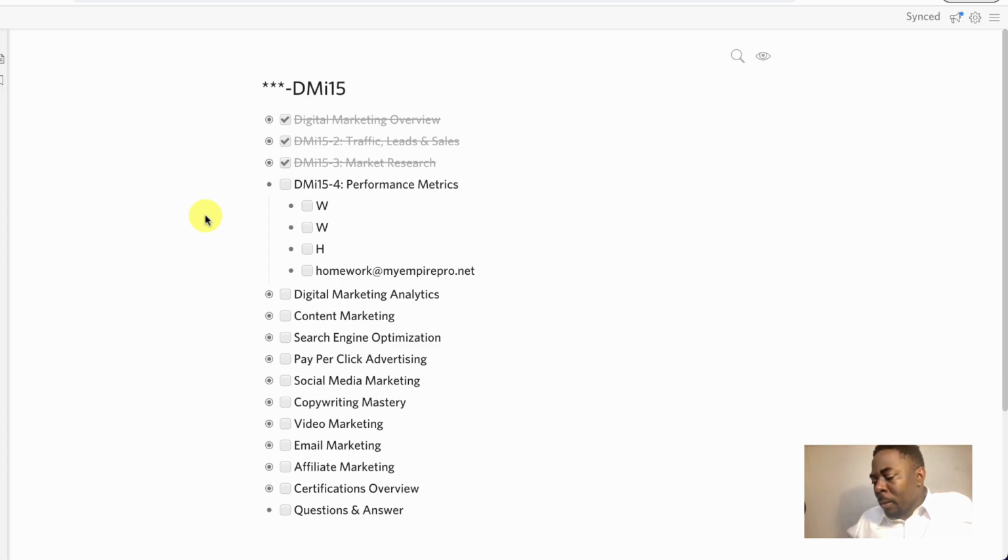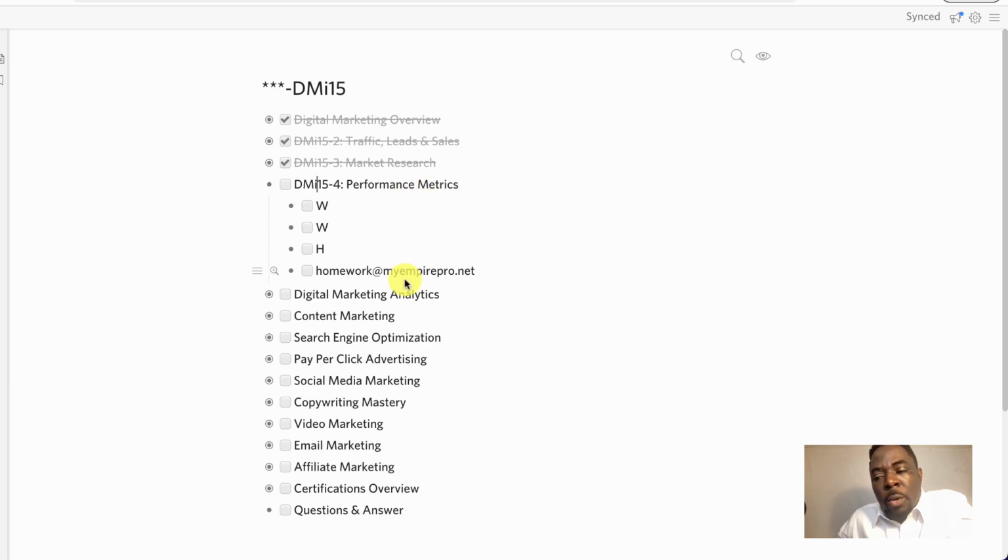Welcome back. Today we're talking about performance metrics. All right. What is metrics? What is performance? Well, basically, we want to be able to measure our progress. We want to track and measure our progress as we're going through any type of digital marketing endeavor. You want to be able to track everything.